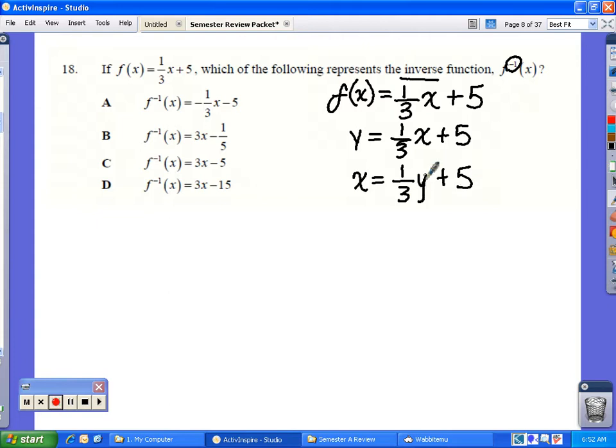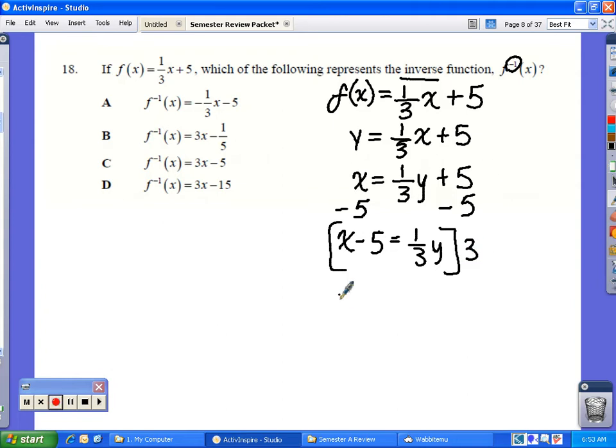So now I'm going to solve for y because all of my equations need to be in the y equals format. So to do that, I'm going to subtract 5 from both sides. x minus 5 equals 1/3 y. And now I'm going to multiply both sides of the equation by 3, and that will give me 3x minus 15, because I had to distribute the 3 to the x and the negative 5, equals y.